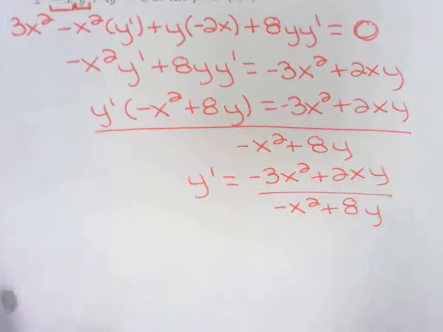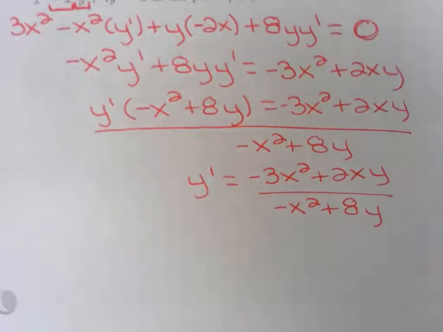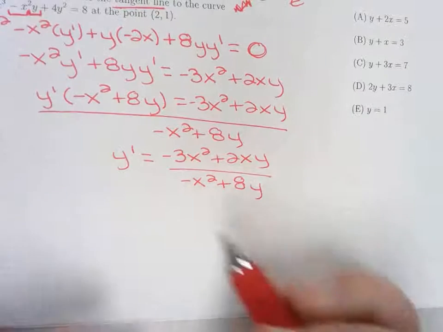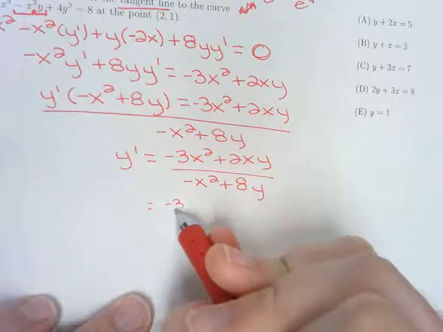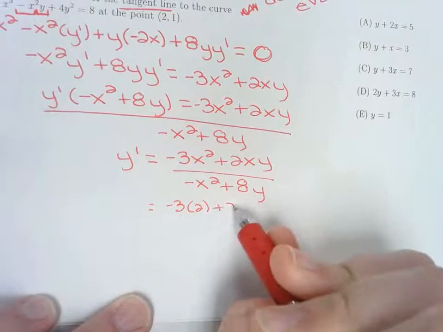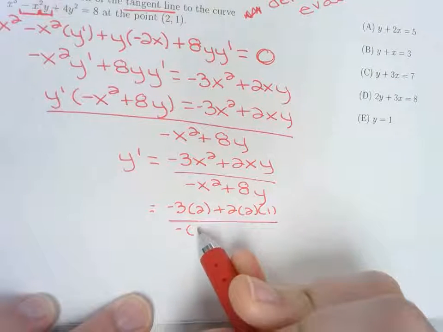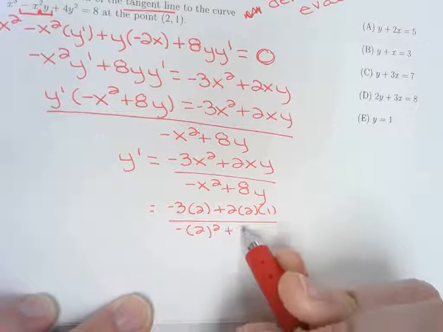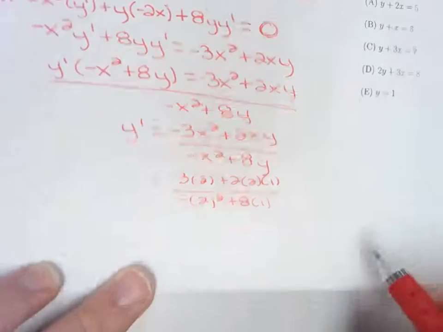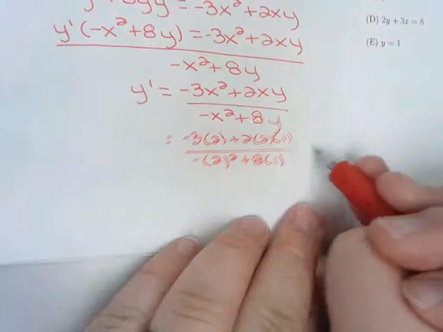However, this is only the first step. So this is my slope. However, we want to know an actual number for slope. So now we're going to take the ordered pair they tell me and plug it in for x and y. When I want to know slope, I need an actual number. So you're going to plug in 2 for x, 1 for y.